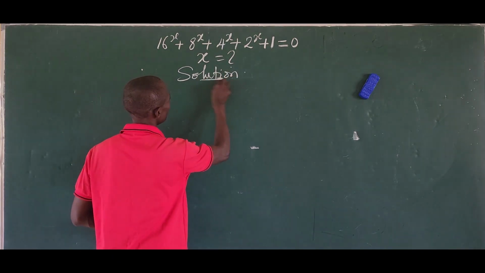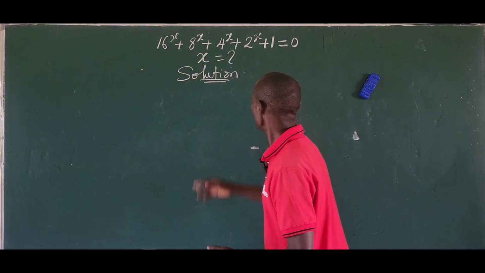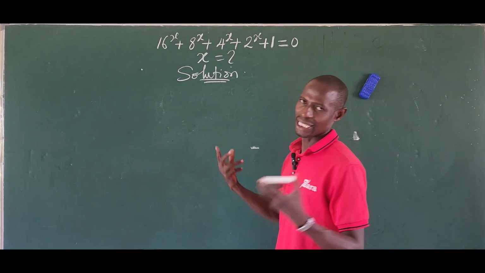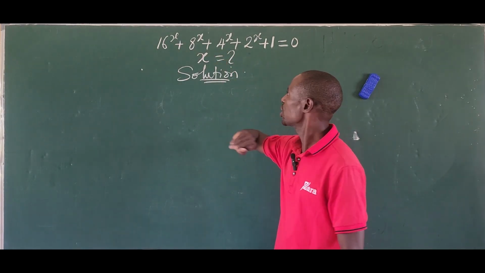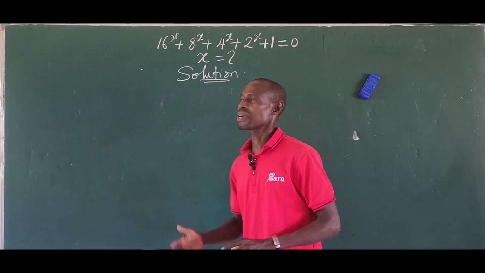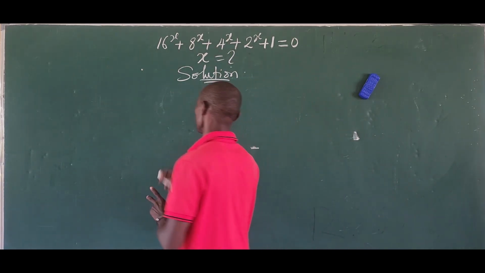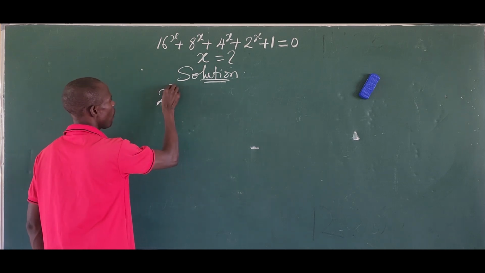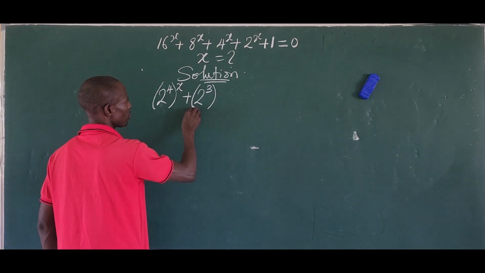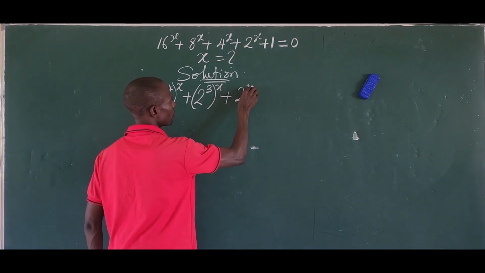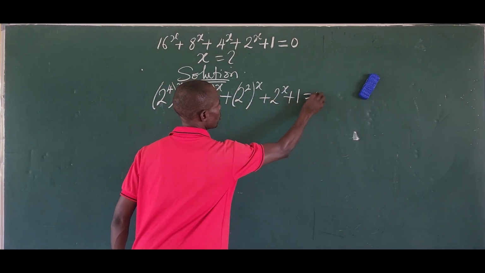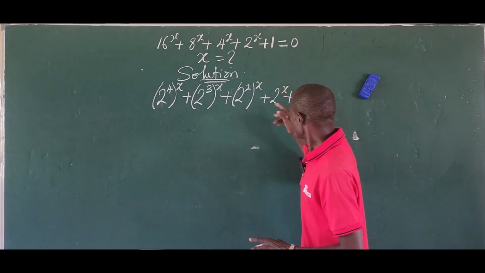Now you discover that here we are having 2 to the power of x. And the beauty of this challenge is that 4 can be expressed in base 2, 8 can be expressed in base 2, and 16 can be expressed in base 2. So let's go ahead and express all these quantities in base 2. So this is going to give us 2 to the power of 4, all raised to the power of x, plus 2 to the power of 3, all raised to the power of x, plus 2 to the power of 2, all raised to the power of x, plus 2 to the power of x, plus 1 equal to 0.